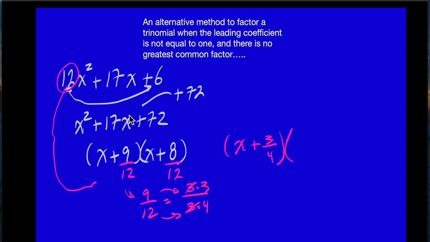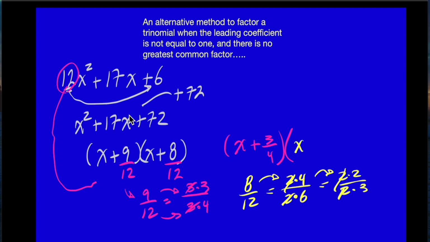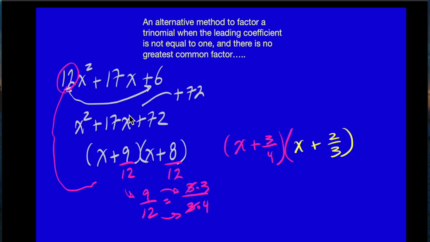And then breaking down 8 over 12 in similar fashion, we're going to do 2 times 4 and 2 times 6. And then we're going to do 2 times 2 and 2 times 3. And we're going to end up with x plus 2/3. Now, neither of these are integers, so we're going to multiply on the first factor. We're going to take each term and multiply it by 4. 4 times x is 4x.